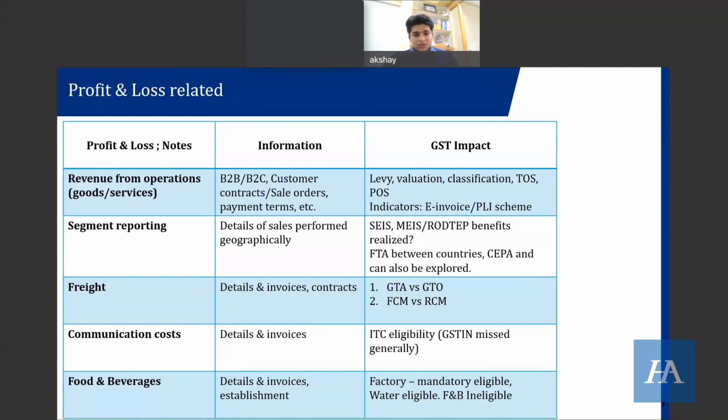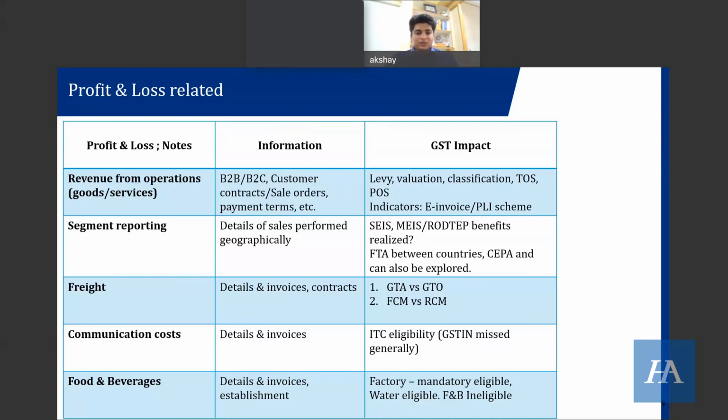Coming to your communication costs, here the majority of the businesses miss out on providing their GST number. Say I have an Airtel internet connection in my office. I have not given my GST number to them. They will be considering it as a B2C transaction, and I will not be obtaining any credits, and I will not be eligible because it is not reflecting in my GSTR 2A. So generally communication costs, banking costs, this is a general issue which is seen, and this is something you can verify during your review.